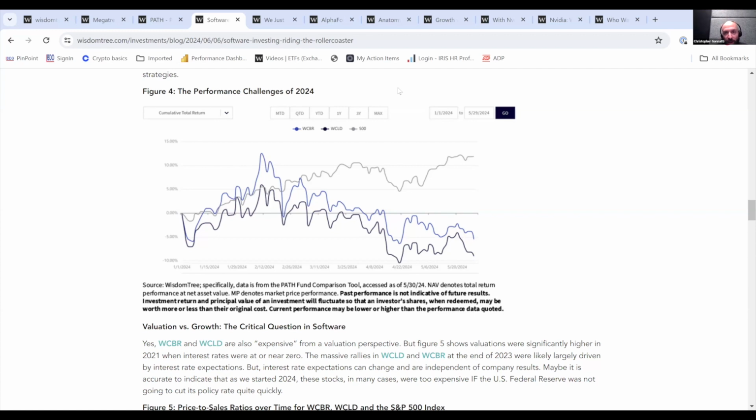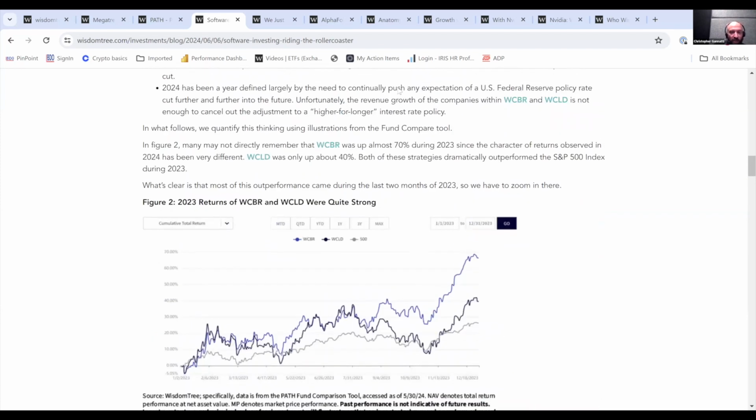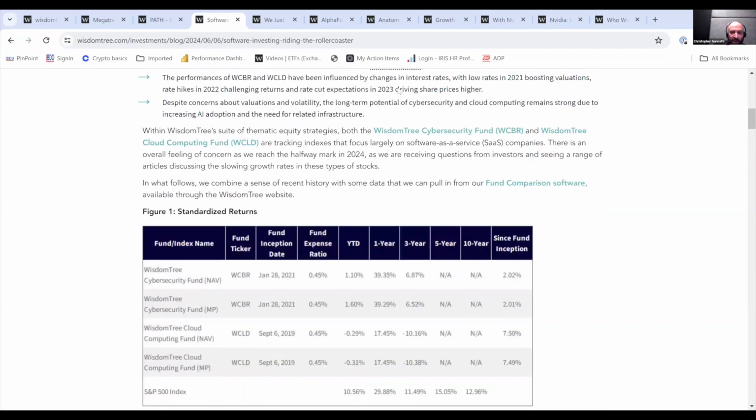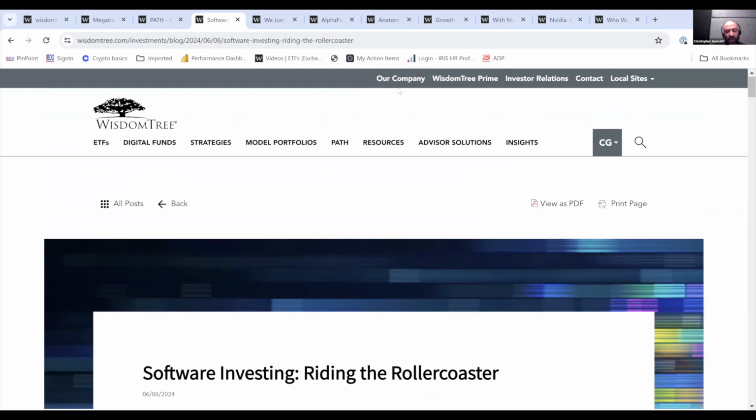So that sensitivity was working in our favor. As we saw, cybersecurity was up almost 70% last year, but it's down significantly this year. And we go into that whole story within this particular blog. So, since Mobeen was mentioning the volatility in the software space, I did want to showcase that blog. It's one of the big topics.